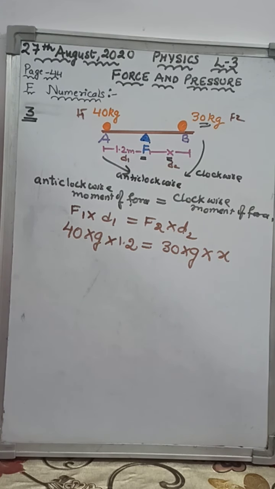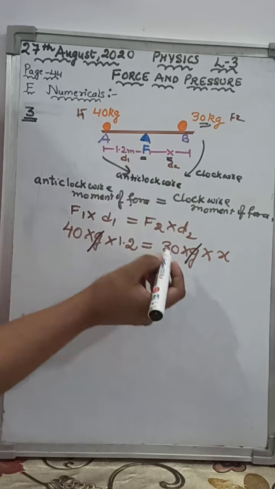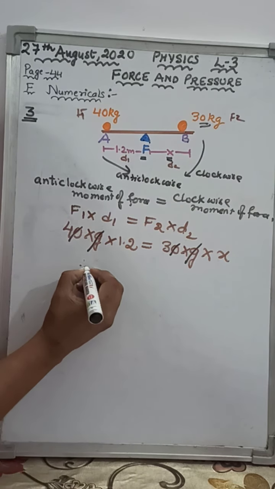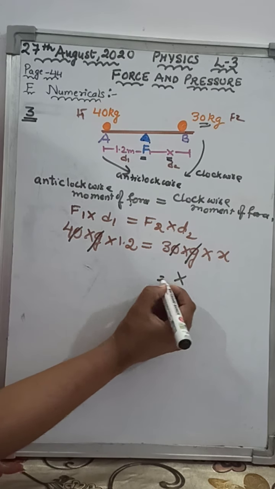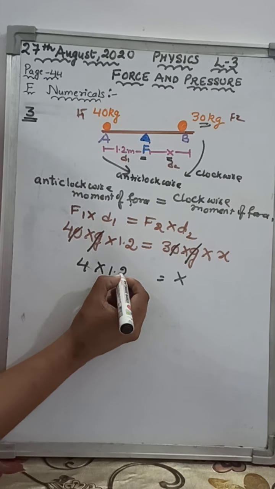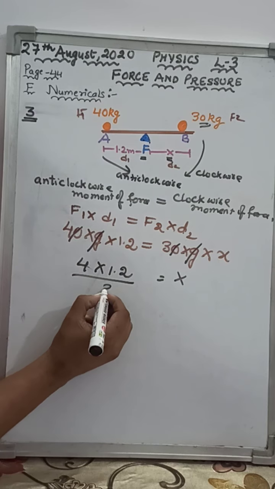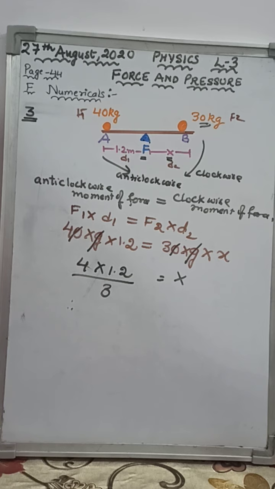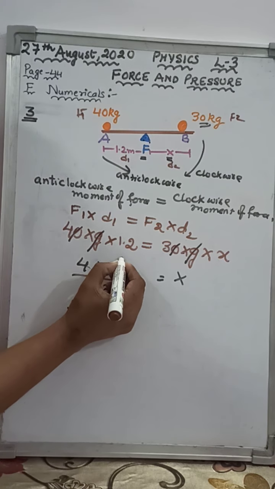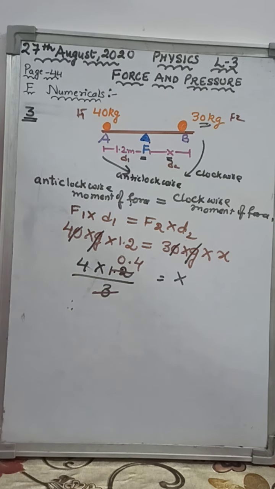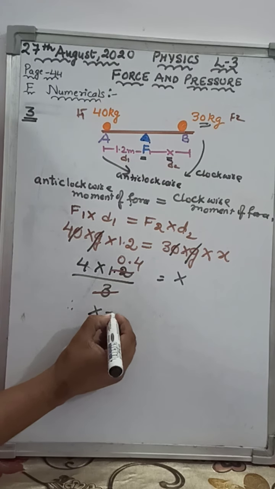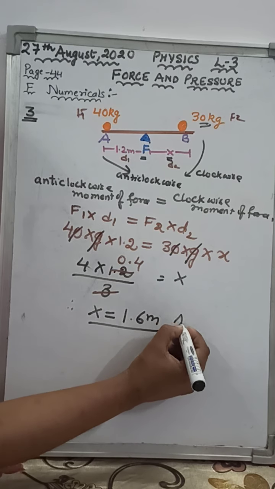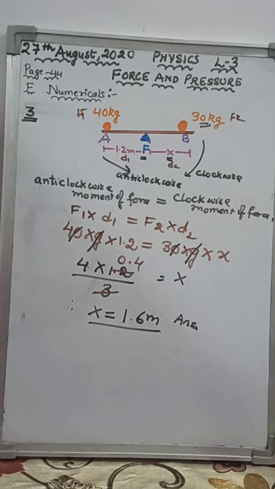Now we will do the simplification. g you can cancel from both sides. 0 will be cancelled. Now what you have to do? You have to find the value of x. So x will be equal to 4 multiplied by 1.2 over 3. This 3 will come in the denominator. Therefore now we will simplify. This will cancel with the table of 3, 4 times. Now you will multiply. Therefore x will come out to be 1.6 meter. So this is the answer of numerical number 3.